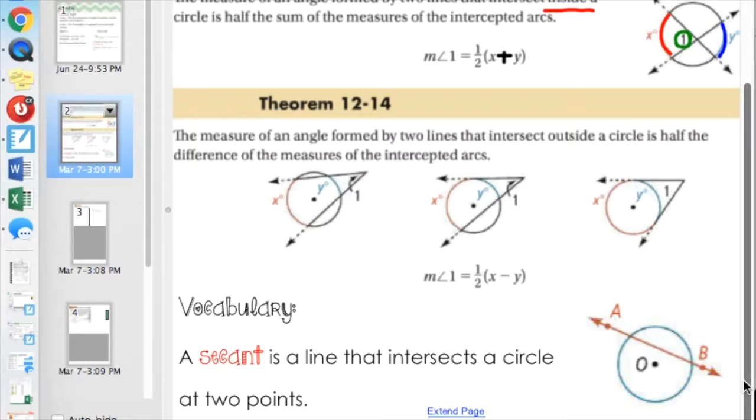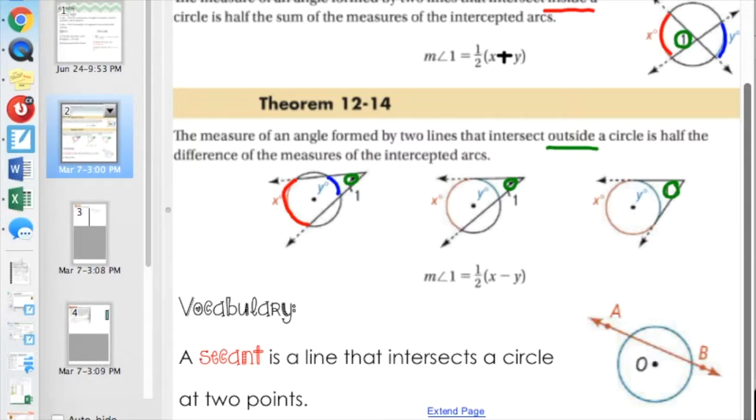So now let's talk about being outside the circle. Anytime two lines are created and intersect outside of the circle, so here's angle 1 outside the circle in 3 different scenarios, it is also going to be looking at the two arcs that it intercepts. So we have arc measure X and arc measure Y. Now, rather than adding X and Y and dividing by 2, we're going to subtract X and Y and then divide by 2. So it's kind of like the opposite of taking the average.